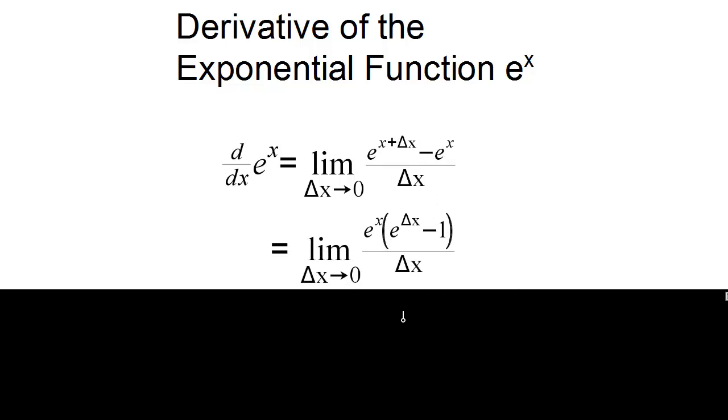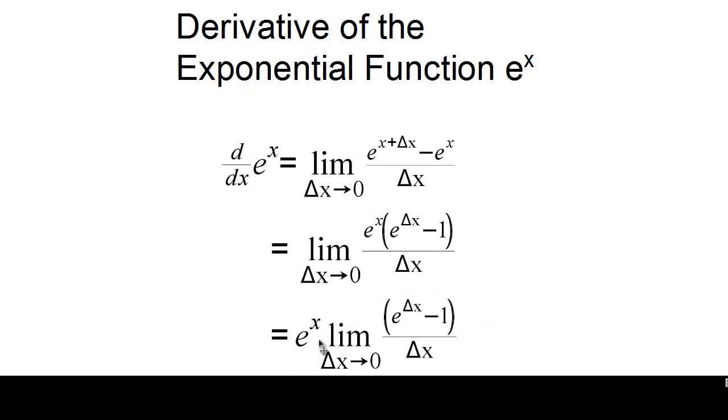So what we're going to do now is factor out what the numerator has in common, which is e to the x. So we get the limit as delta x approaches 0 of e to the x times e to the delta x minus 1, which is what's left, over delta x. And since e to the x doesn't have any delta x term in it, we can pull it to the outside. So this becomes e to the x times the limit as delta x approaches 0 of e to the delta x minus 1 over delta x.